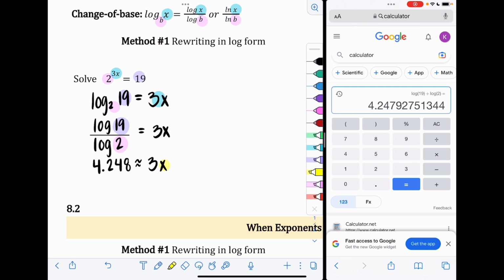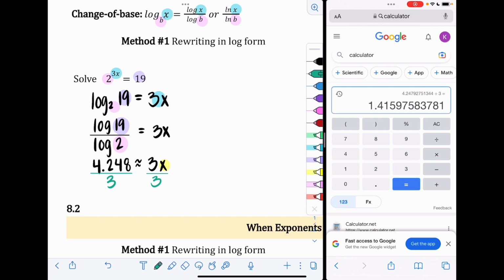So I have to cancel out that 3. That 3 is being multiplied by the x. To cancel it out, I'll divide both sides by 3. And if you want, you could just leave that 4.2479 and so on in the calculator, and then just click divide and divide it by 3, and it's going to end up being a more accurate answer than if I rewrote 4.248, because that's a rounded version.